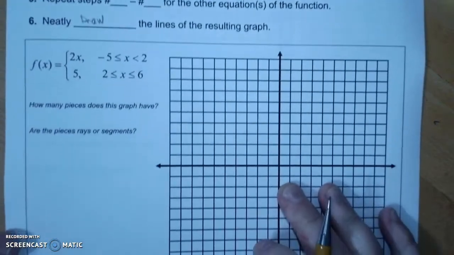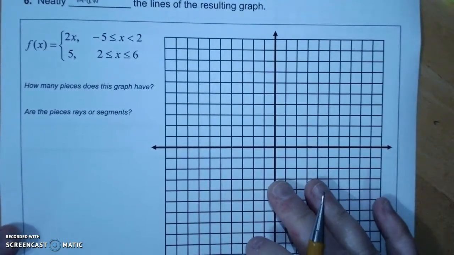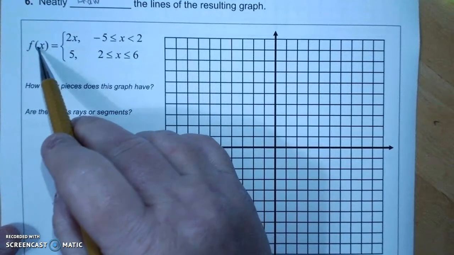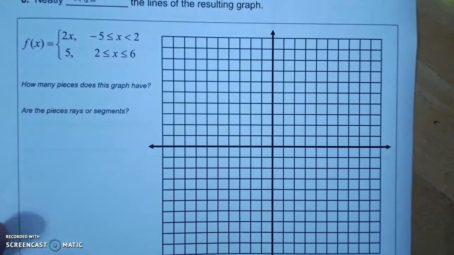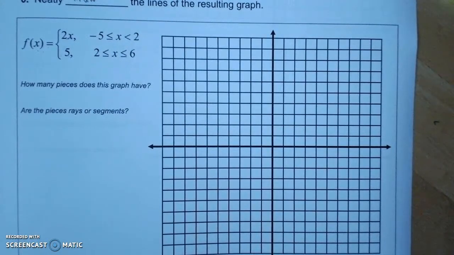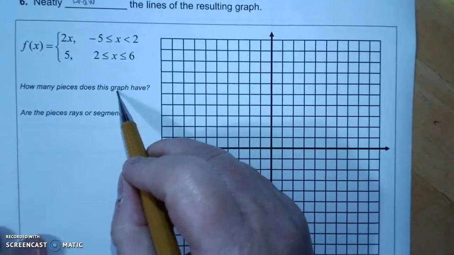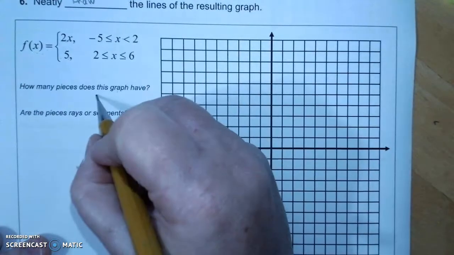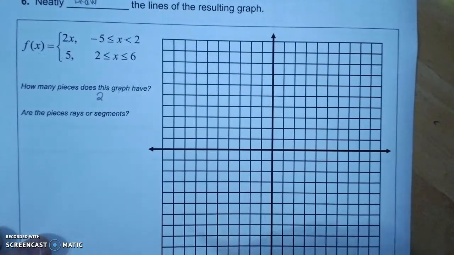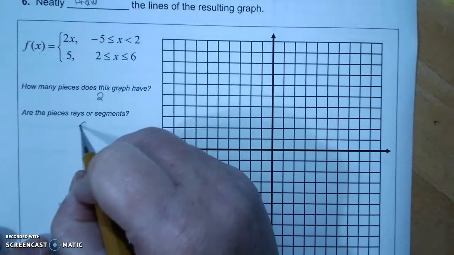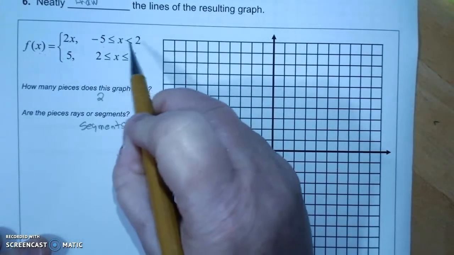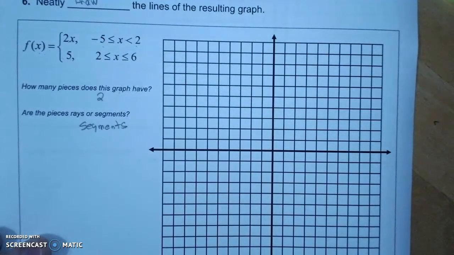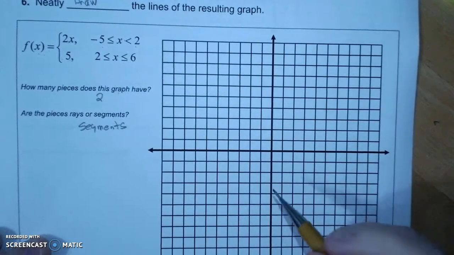So I'm going to do this one. When it says f of x equals 2x and f of x equals 5, that's two linear lines. So how many pieces does this graph have? It's going to have 2. And are the pieces rays or segments? They're segments, and they don't have arrowheads because they have a definite start and a definite stop.